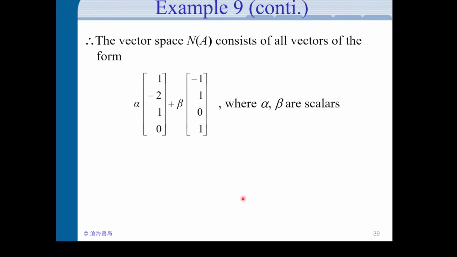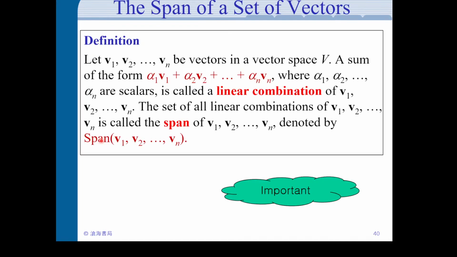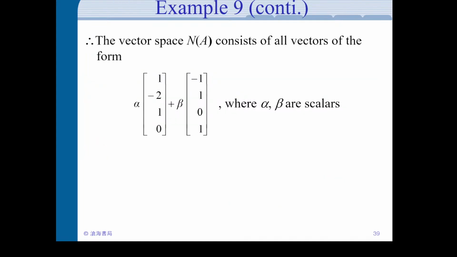So this is the important part. We see the null space of A is a vector space of this form, and this is so important that it actually has a name. It's called the span of a set of vectors. Here alpha and beta are arbitrary scalars. The important thing is we have two vectors here, and the null space of A is determined by this vector, minus 1, 1, minus 2, 1, 0, and this vector, minus 1, 1, 0, 1.